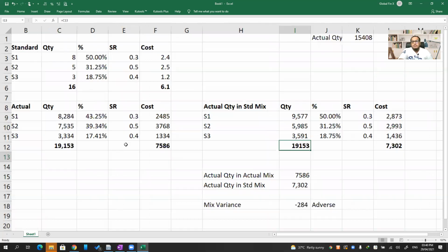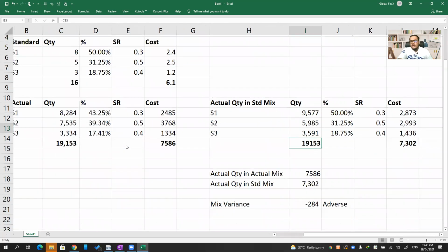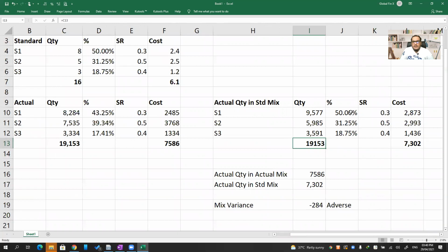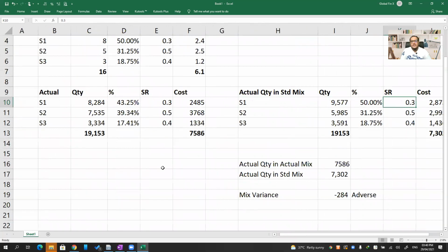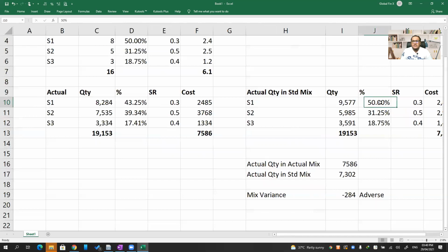Okay, see this one. I was just interpreting the value. Look at this. S1 is the cheapest material. It is costing you only 0.3. S1 is the cheapest material that costs you only 0.3. Any person with common sense would actually increase the percentage of cheap material. But what these people did, they decreased it from 50% to 43%. They are using less proportion of the cheap material.